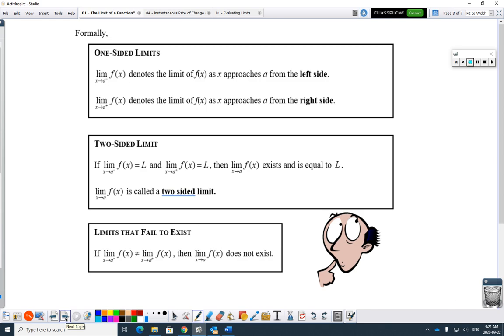Formally, this is just in formal words, textbook type language, exactly what I just said. The limit as x approaches a with a little negative means come at it from the left side. Limit as x approaches a with a little positive sign means come at it from the right side. And a two-sided limit is if both of those answers come out to be the same thing. They have to be heading towards the same thing. Okay? Limits that fail to exist, if those limits don't equal each other, we call that it does not exist. It's a very common phrase in limits to say, oh, this limit doesn't exist. That's everything from the first slide said formally.